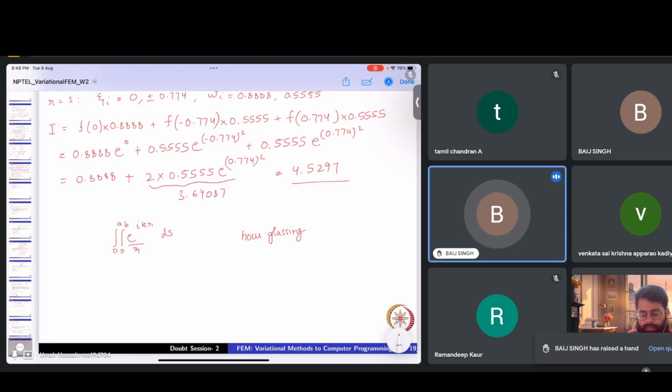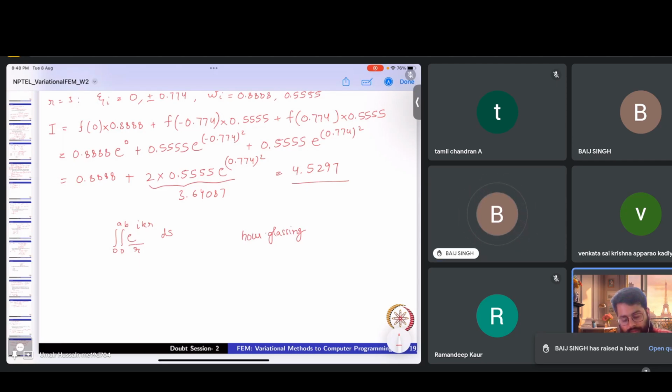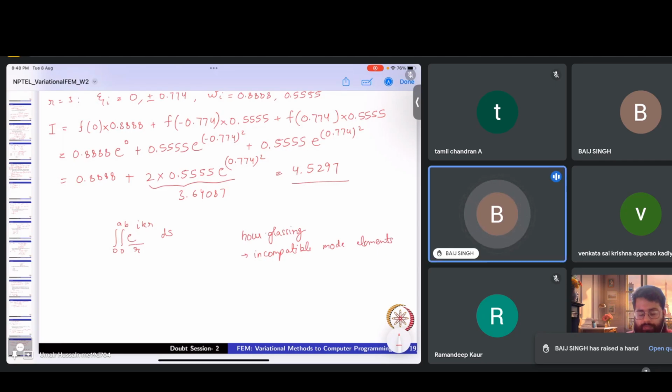Basically, hourglassing occurs when we use the C3D8R elements. That is zigzag behavior in the distortion or deflection. In that case, we have to go for different elements, that is incompatible mode elements. Or we can enhance the stiffness of the structure or element, then you can remove this hourglassing. Okay, that's interesting. Thank you.